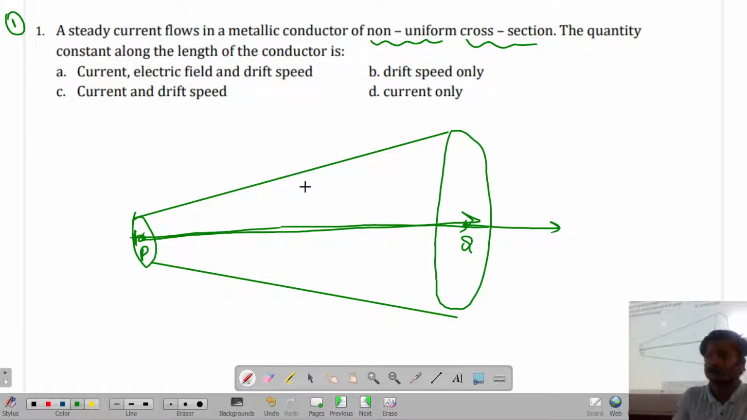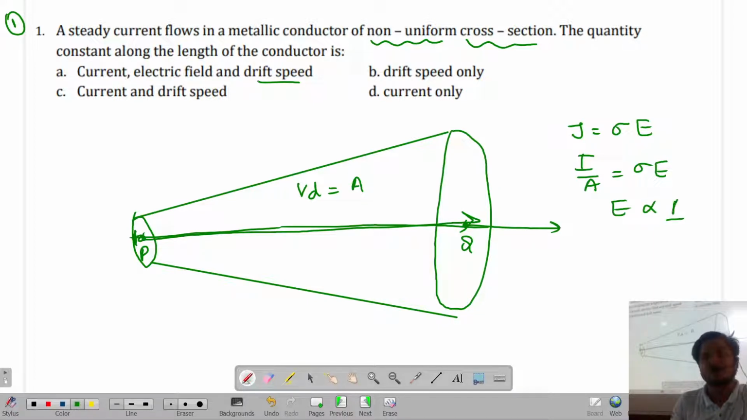First thing, what is going to change? Drift velocity is dependent upon area. Yes or no? I is equal to NEA VD. That means drift velocity is dependent upon area, so drift velocity is not constant. Electric field also depends. J is equal to sigma into E. So J is I by A, and that is equal to sigma into electric field E. So E depends upon 1 by area also. Electric field also depends upon area.